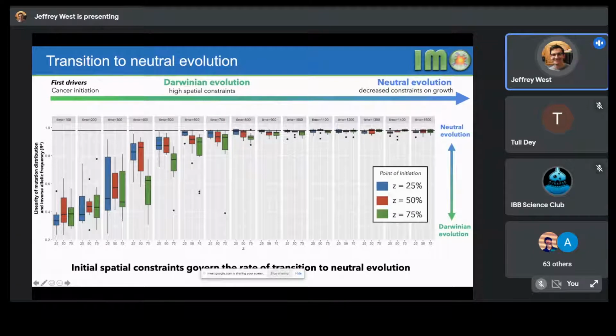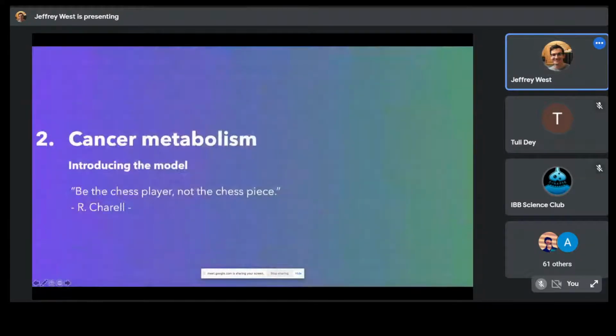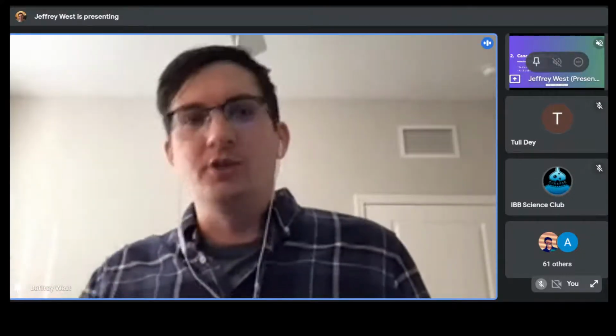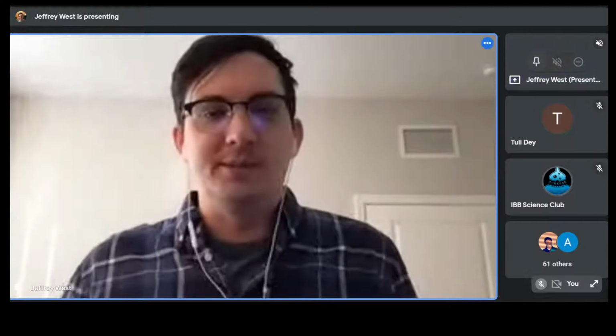So basically, all the tumors eventually go to neutral, but if you have higher spatial constraints in the beginning, it allows you to be Darwinian for a longer period of time and eventually be more aggressive even in later periods of time. Okay, so I'm at a transition point. If you have any questions about that project, now would be a good time to ask them. If not, I'm going to showcase a second example of agent-based modeling in cancer.